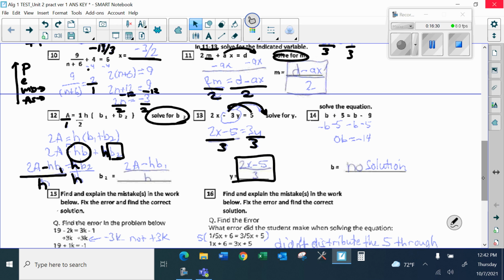All right, 14, solve the equation. I subtract b across, they're the same, so it doesn't matter what side I bring it to. I brought it to the left, which means the constant's going to the right. I get 0b equals negative 14. Can 0 times any number ever equal negative 14? No, so the answer is no solution.